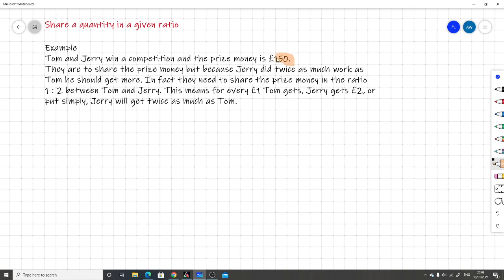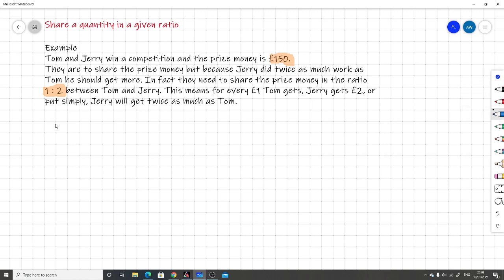Now I'm going to highlight the key things in this question. We've got £150 sharing in the ratio 1:2. Those are the two key amounts. That's what you're looking for. You're looking for the quantity you're sharing and the ratio you're sharing it into. So how do we go about tackling this question?